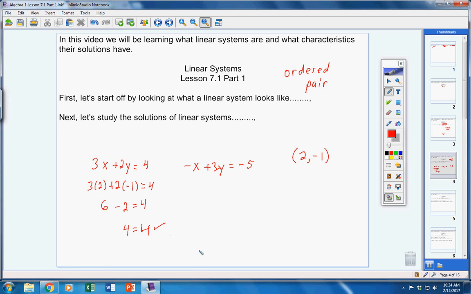6 equals 4. Let's try it over here in this equation. Here's a 2. Substitute in for x. Here's a y. Substitute negative 1 in. And watch what happens. A negative, positive 2. Your signs are different, so it's a negative 2. Positive times a negative is negative. You owe me 2, you owe me 3 more, so you owe me 5. Negative 5 equals what? Negative 5. Look at that, it checks. So, a true solution of a linear system will always satisfy.